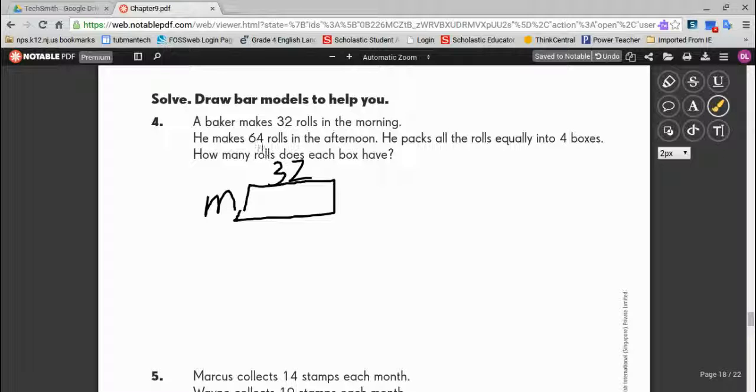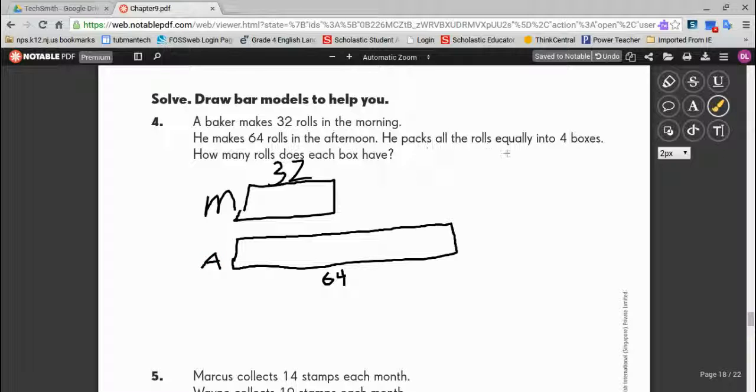He makes 64 rolls in the afternoon. Okay, so in the morning he makes 32. In the afternoon he makes 64. So I'm going to make that bar model bigger. So he makes 64 in the afternoon. I'm putting A for afternoon.